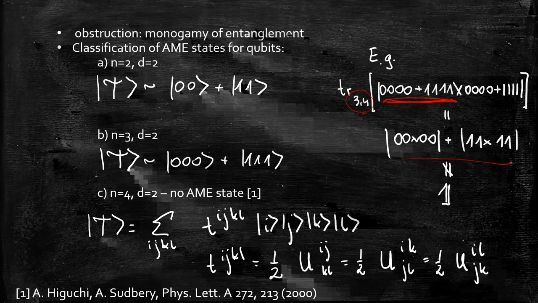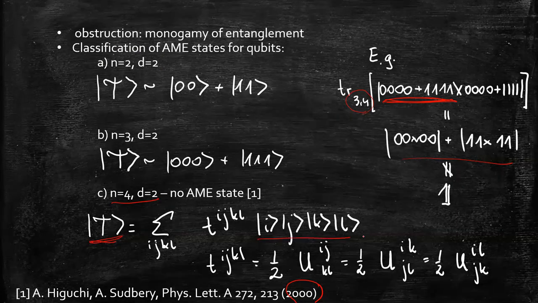So it's not trivial to construct absolutely maximally entangled states. In fact, for four qubits, it was shown in 2000 that it is not possible to construct an absolutely maximally entangled state. It relied on a simple observation: when you represent this state in the computational basis by this kind of tensor, then the condition for the state to be maximally entangled on every cut is equivalent to the unitaries that you form out of the tensor being equal, and this is just not possible to satisfy.